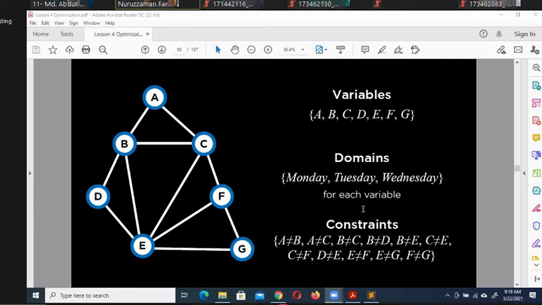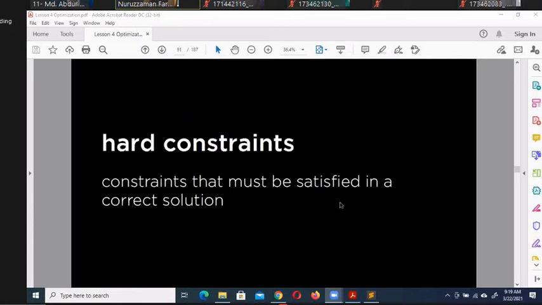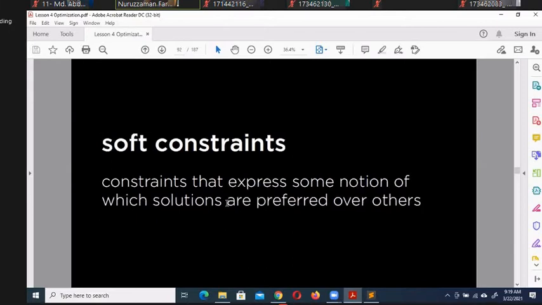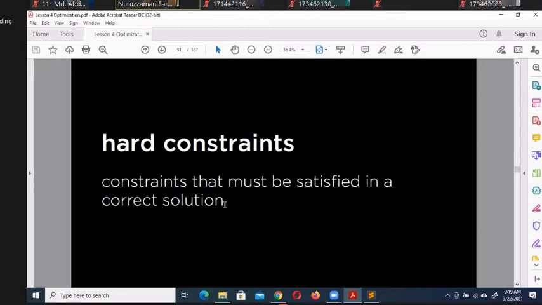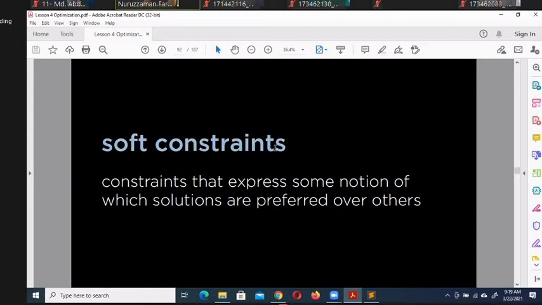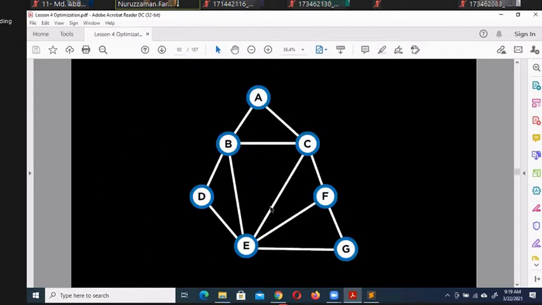Now let's see how we can satisfy these constraints. Before we start studying how to satisfy the constraints, we should know that there are two types of constraints. Hard constraints mean there is no option but to maintain them. They have to be satisfied. And soft constraints mean maybe there are some options to exclude them. So just remember it from this perspective. Hard means we have to do it. Soft means there could be some options to exclude it. But for the time being, we're dealing with hard constraints.